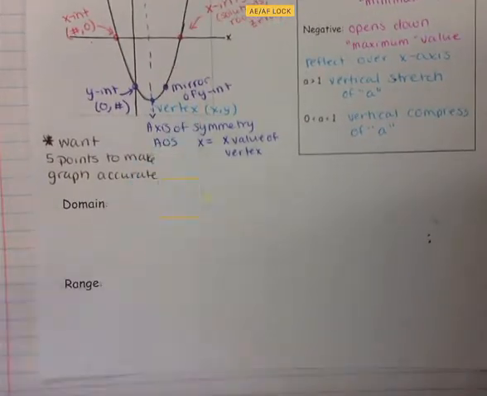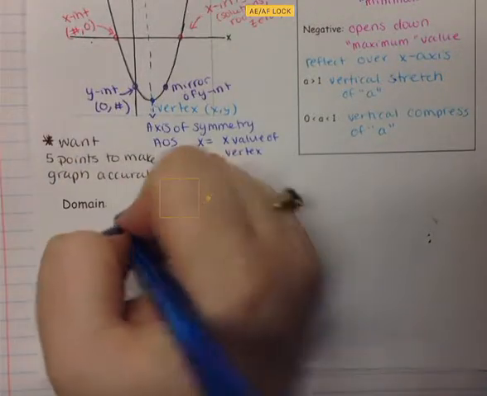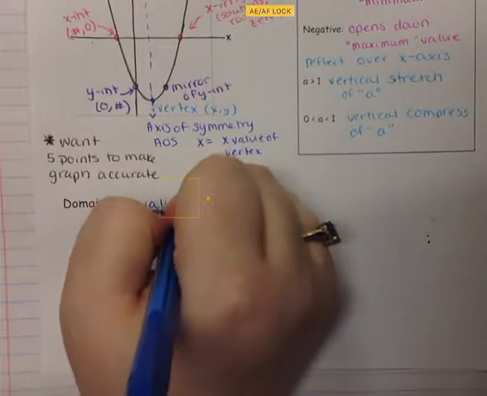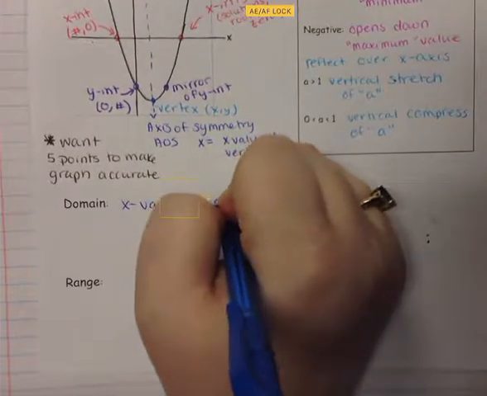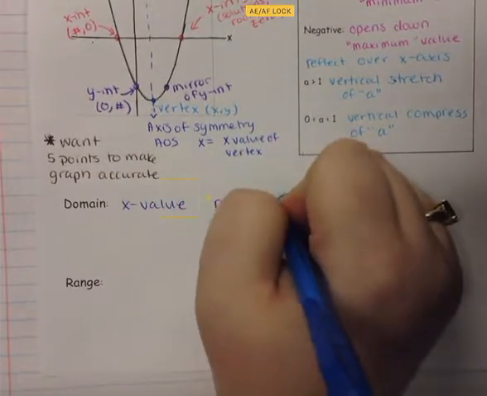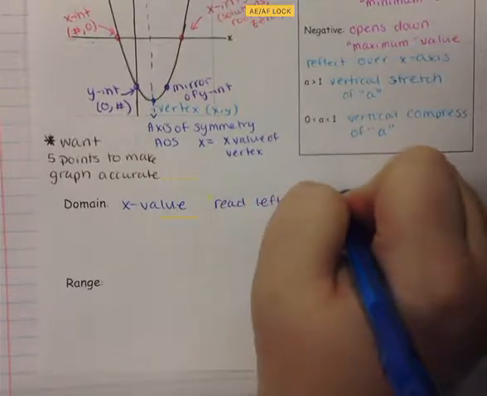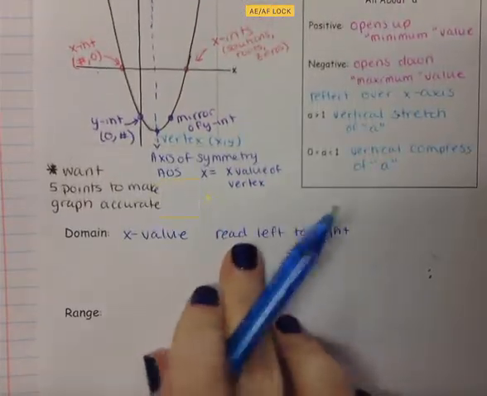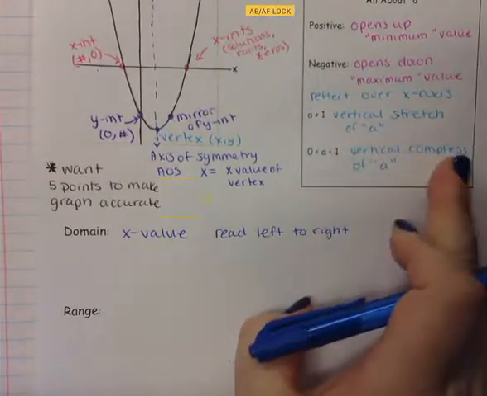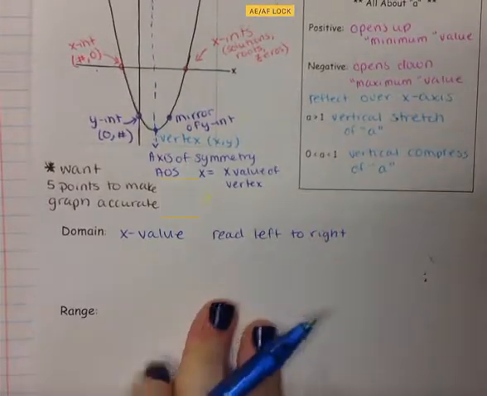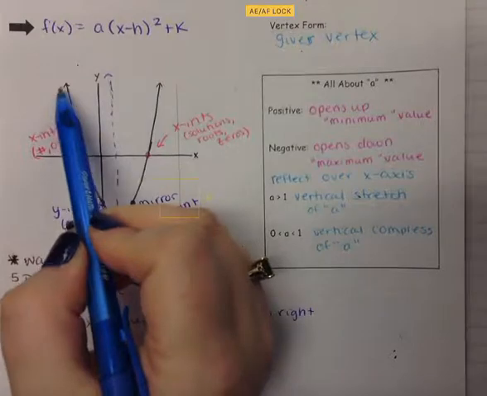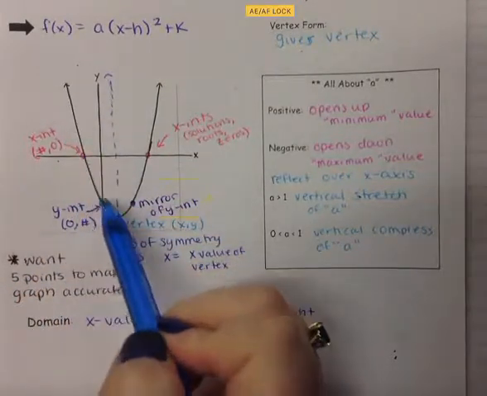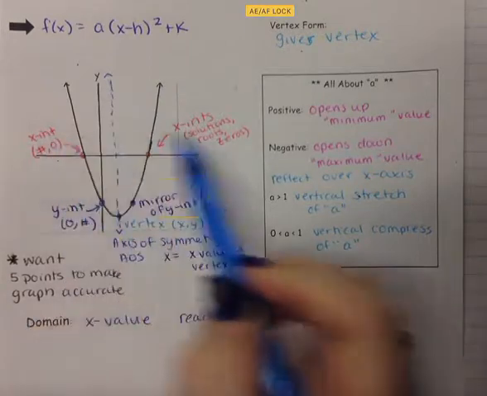Now, let's talk about the domain and range of a graph. Domain is the x values, and you read left to right. Because when we graph something, we read from left to right. If I was reading this, I would read it vertical compress of A because I'm going from left to right. So a graph is also going from left to right. As I go to the right-hand side, I have to follow the graph. So I go down, and then I start going back up.